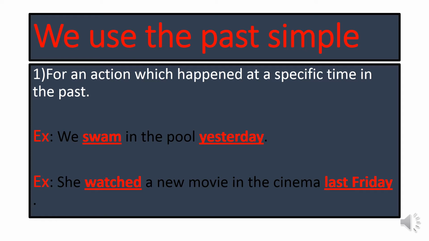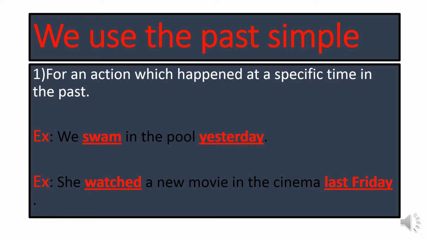And in the past simple tense, we use the second form of the verb. As you know, we have the infinitive form, which is the base form of the verb, and the second form of the verb, which is in the past. The second form of the verb, this is the form which we are using in the past simple tense.